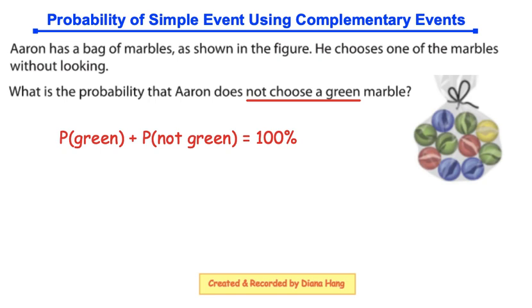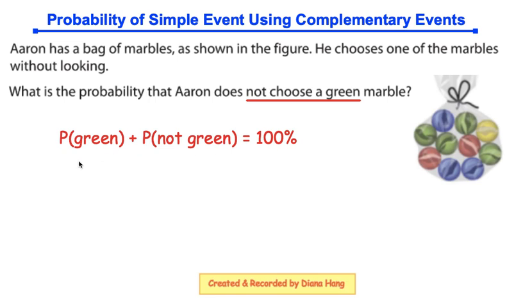So if Aaron reaches in and selects one marble, it is impossible for him to get a marble that's both green and not green, correct? So therefore, we have a complement event situation. So I'm going to take the probability of green, add it with the probability of not green, and the sum will be 100%.